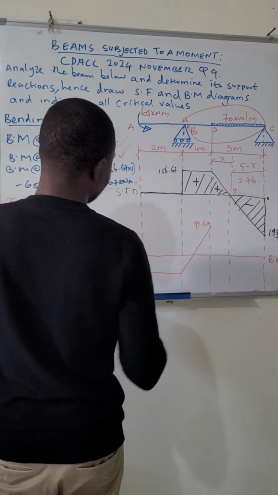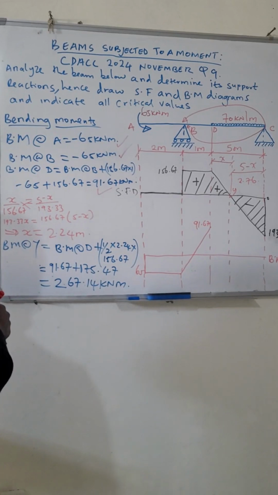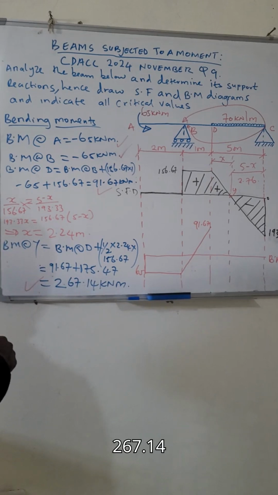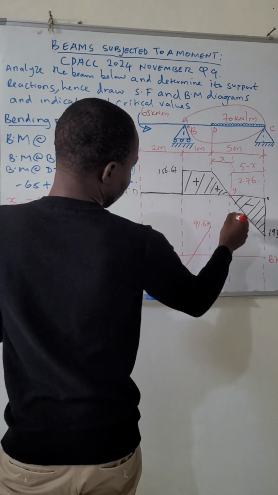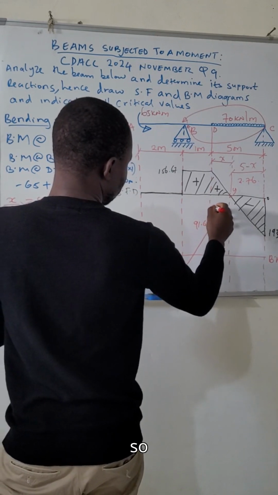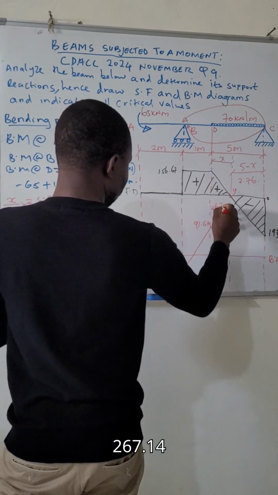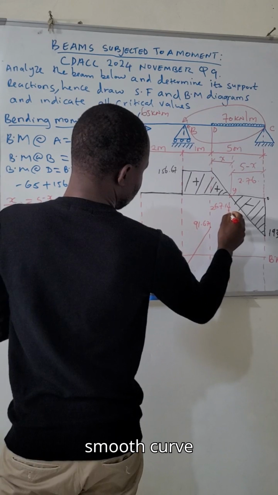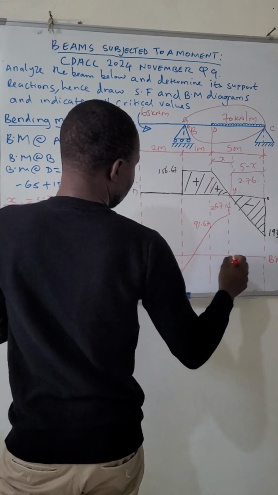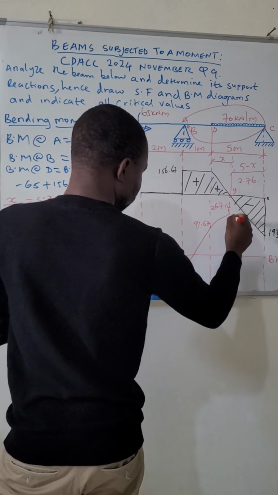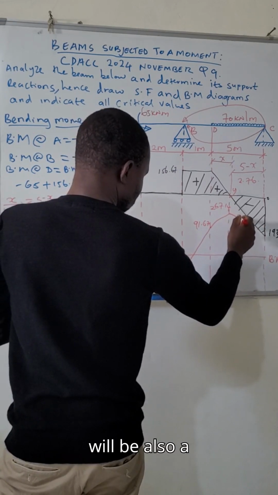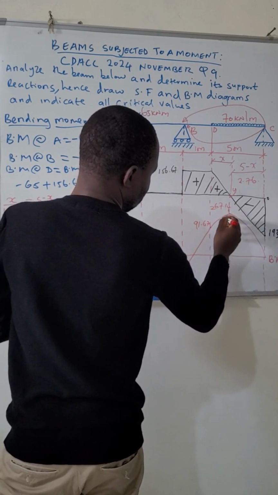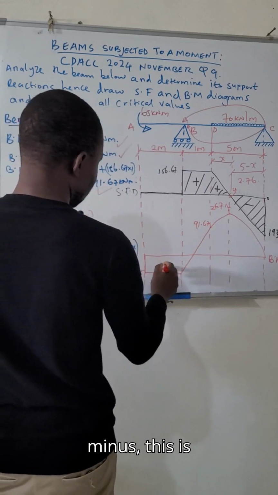91.67. Then at Y, 267.14, somewhere like there. So this one will be a smooth curve. And then at C is 0, so it will also be a smooth curve. So this is minus, this is plus.